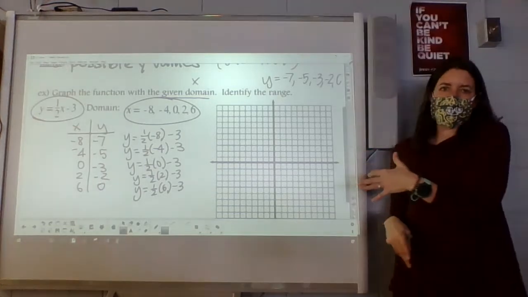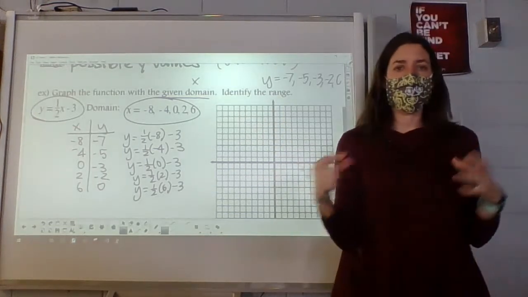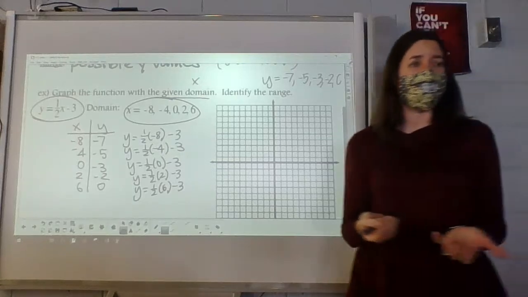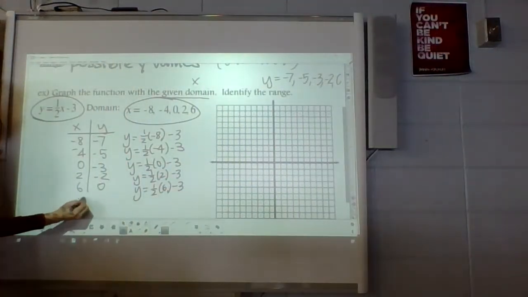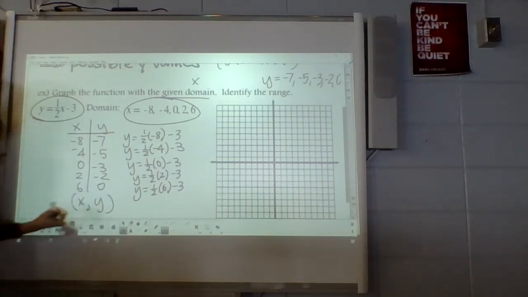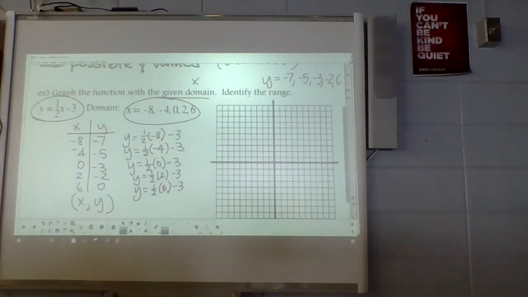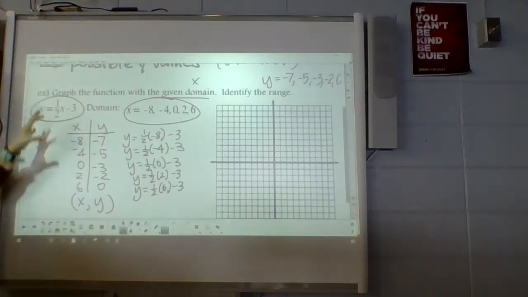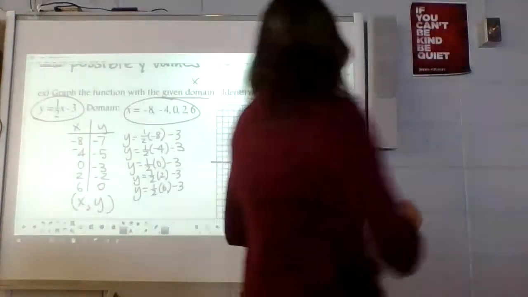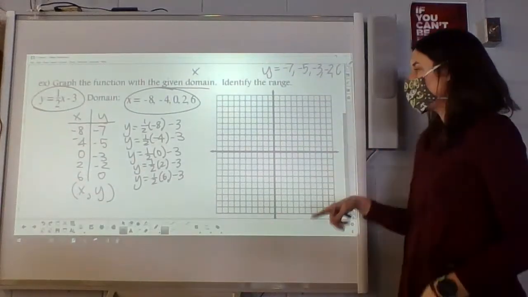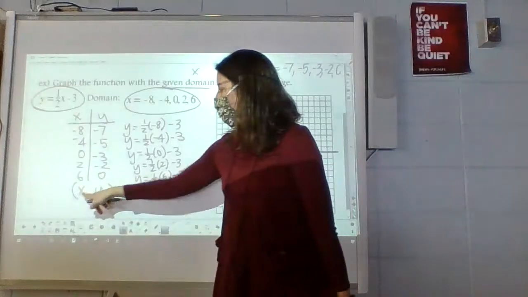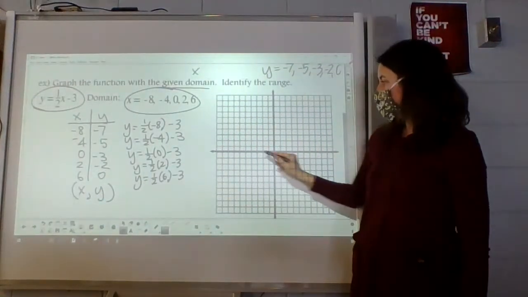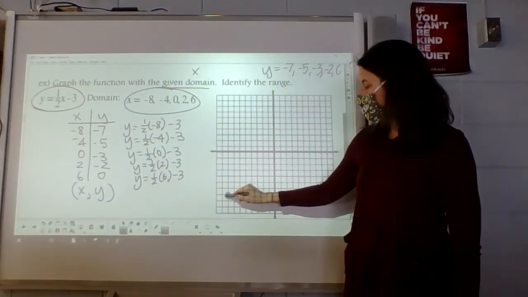Now I have this graph paper. If I have an x and y as a pair, I have a bunch of coordinate points. I actually have 5 coordinate points that I can just write on my graph now. These I can just write as a coordinate point and put those on my graph. So I'm going to take them from my table and transfer them over and graph them. So I have to graph -8, -7. So that's my x and my y.